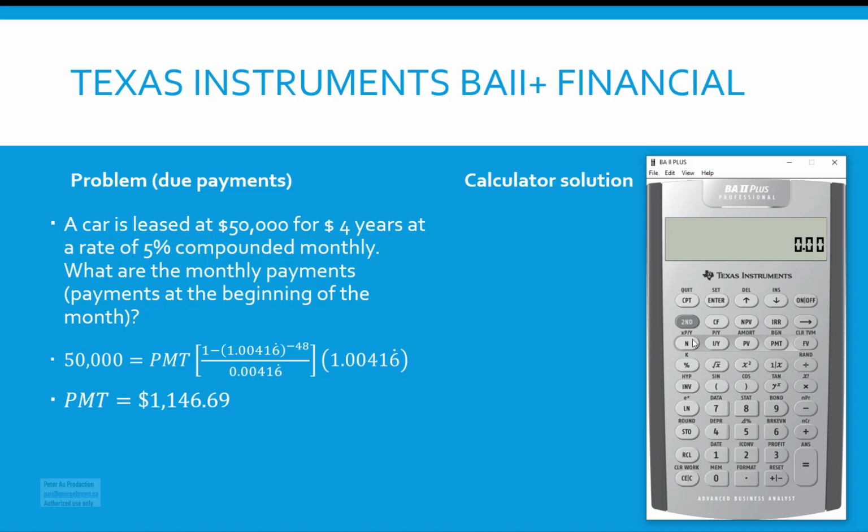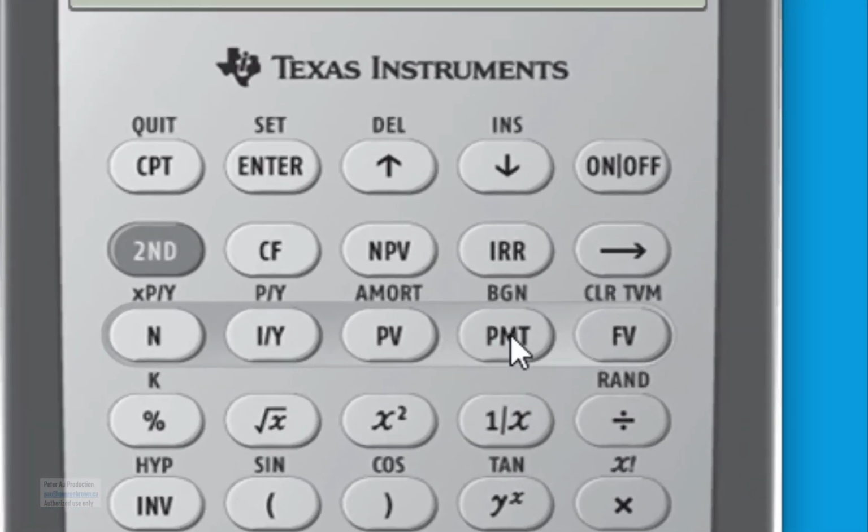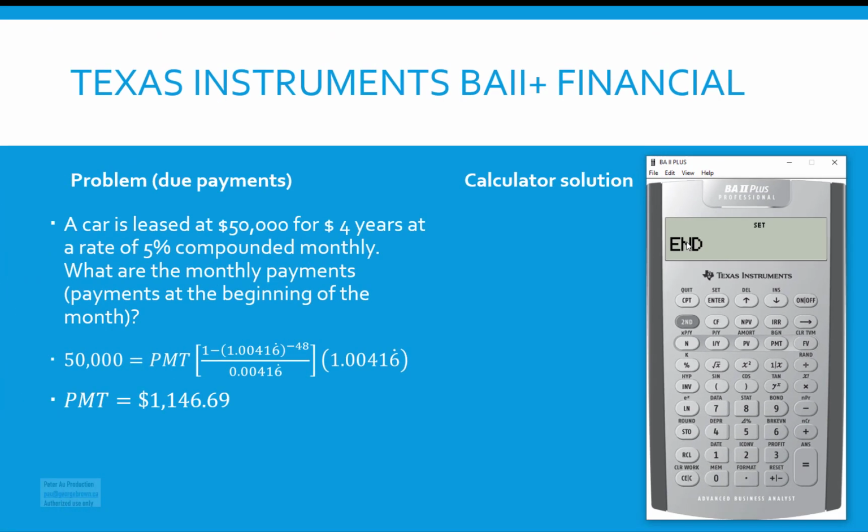Press clear. We can clear all of our work by pressing second function, clear work. Since this is a lease problem, the payments are due at the beginning of the period. So we set this by pressing second function, BGN, which is the same button as PMT. You will see END, which indicates that the calculator is set for end of the period payments. We can change this by pressing second function, set. This changes it to BGN, or begin, beginning of the period payments. We leave by pressing second function, quit.